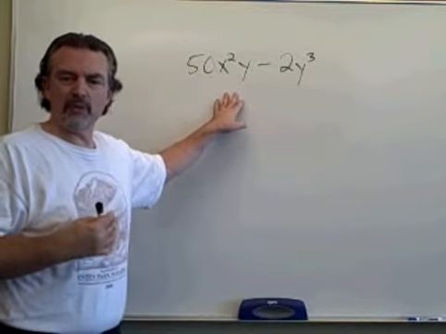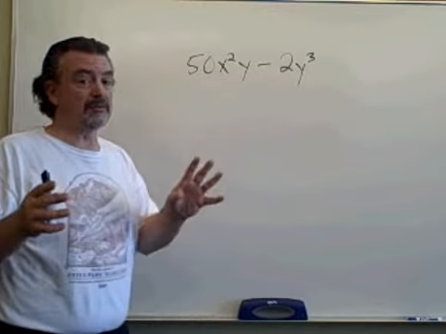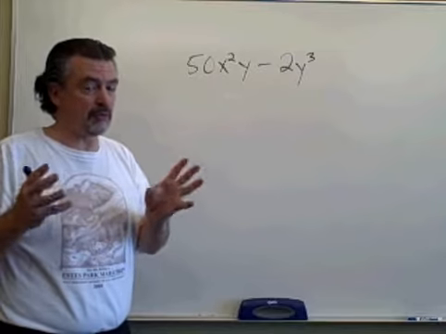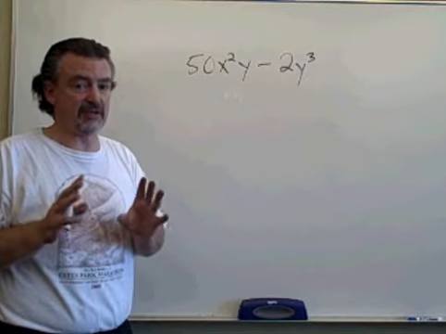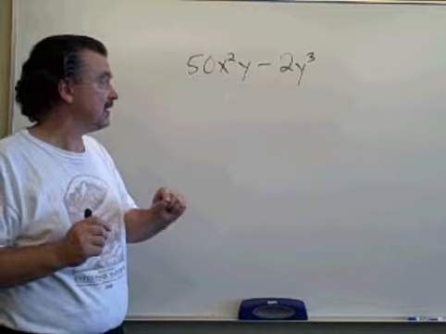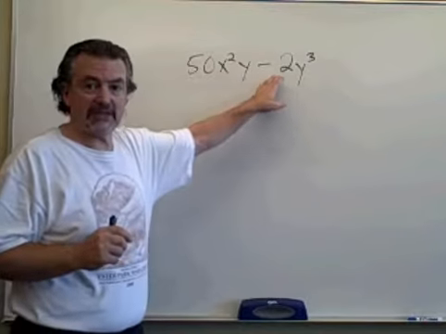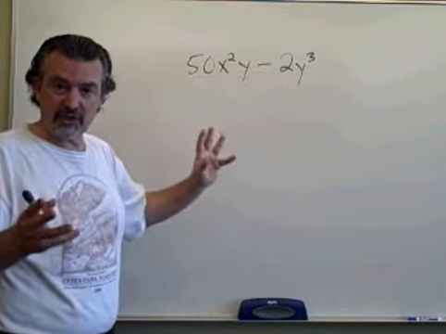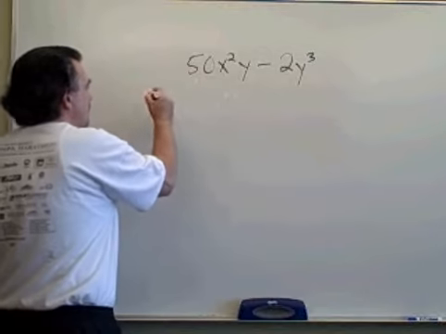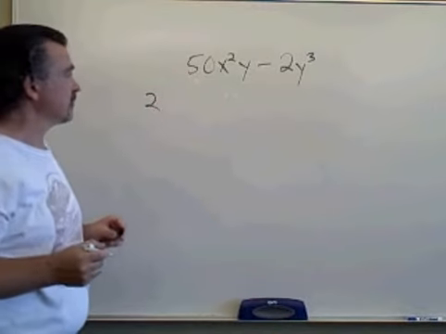Here's another binomial we want to factor. Remember, step one, whether it's a trinomial or a binomial, is look to see if you have a common factor we can divide out. Now, hopefully we can recognize that 50 and 2 both share a common factor of 2. So I'll be able to divide a 2 out of each of those terms.